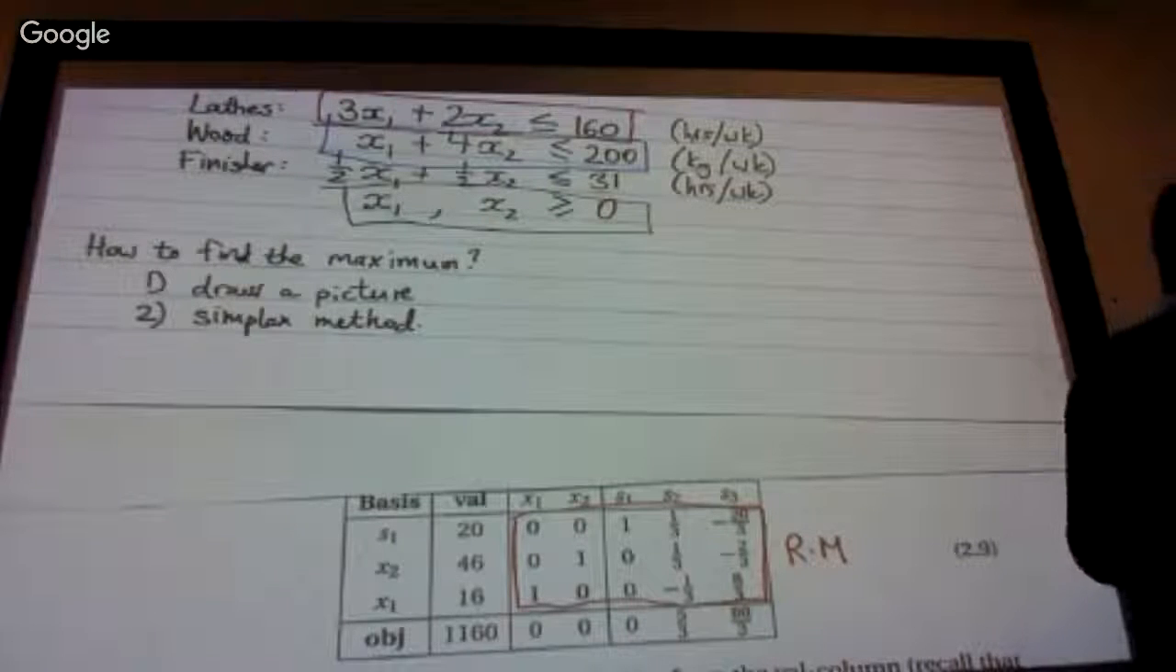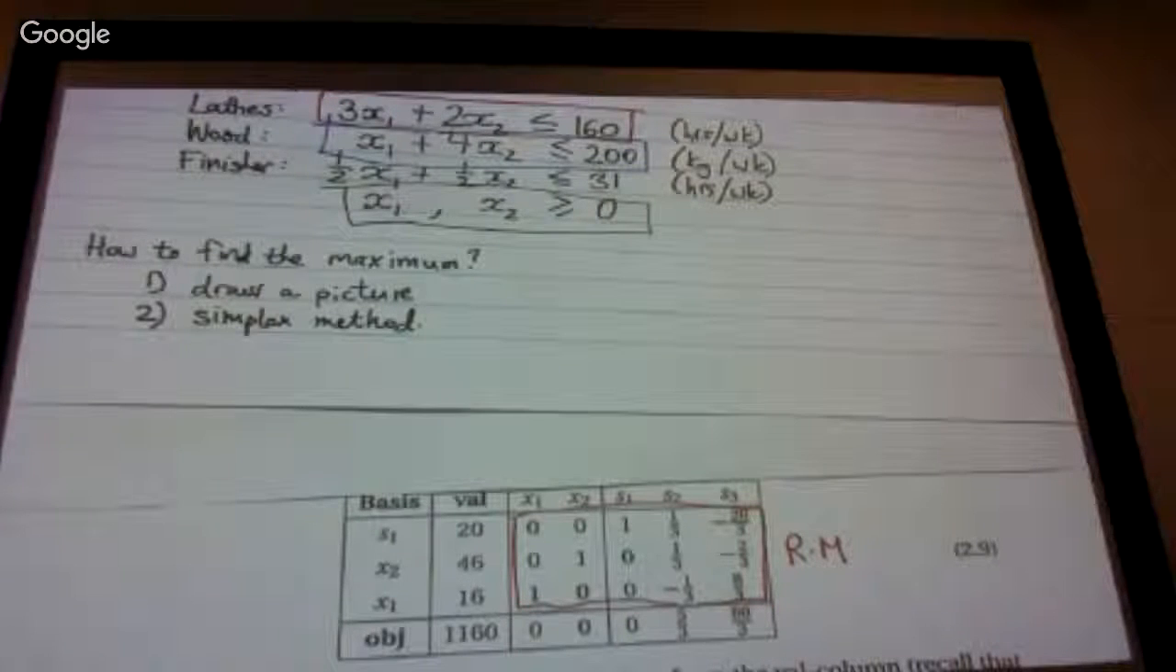This was quite dense today, but I think from next week it's going to get a bit more examples and a bit more applications. So that's it for this week.